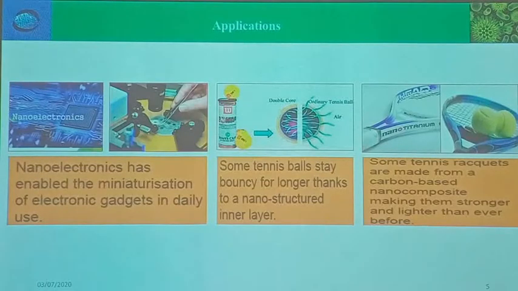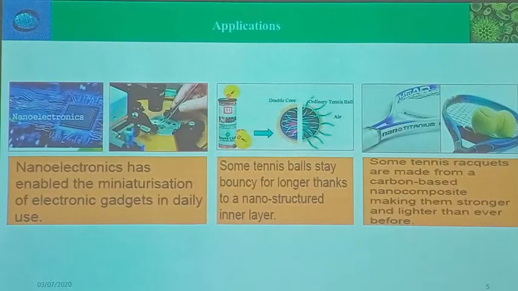Among other techniques, we have discussed nano electronics. Here you see very small components, and to fabricate these nano electronics components you have to use a microscope. Nano electronics has embedded the miniaturization of electronic gadgets in daily use. By using nano electronics, you can minimize the size and increase the performance of the electronic gadget.